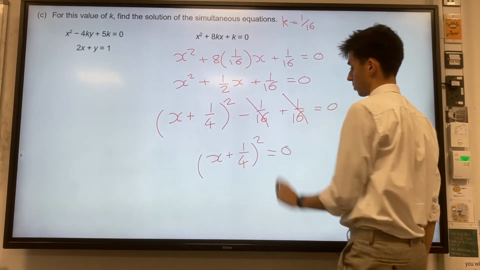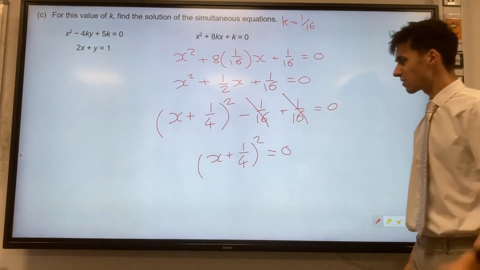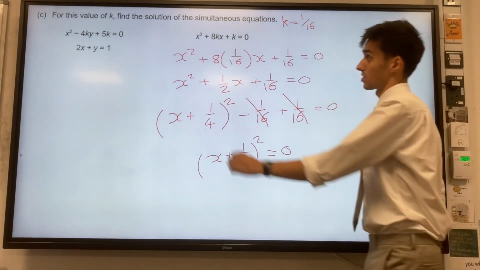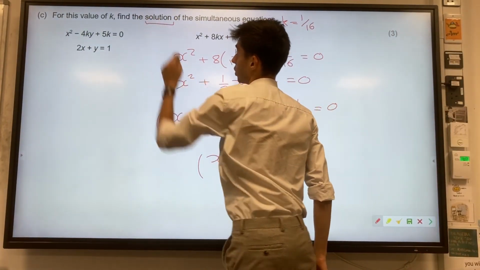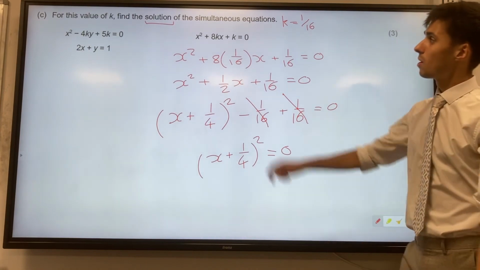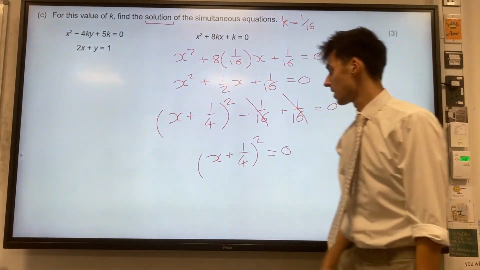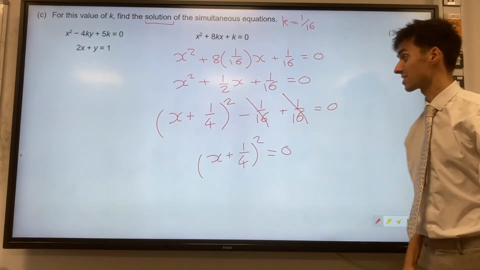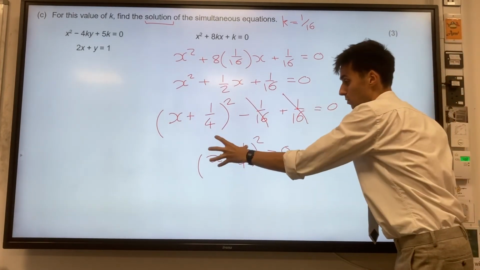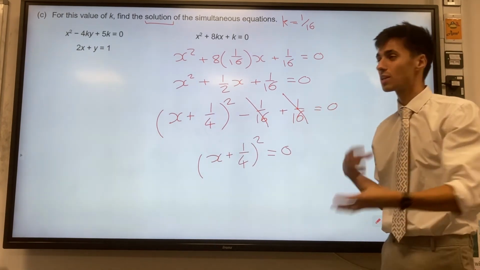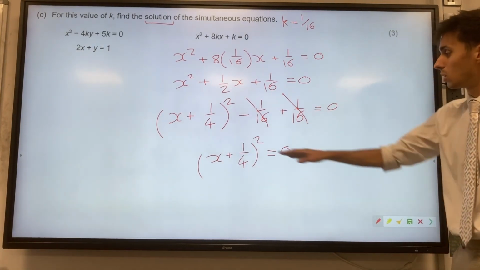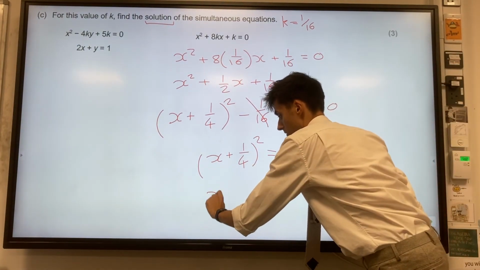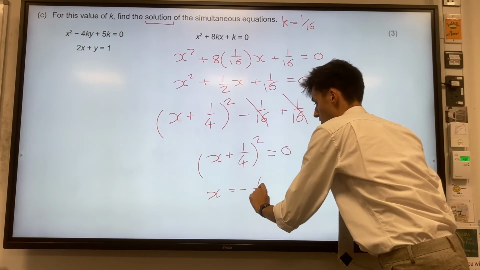squared equals 0. And this actually gives us an interesting detail about this problem, because normally in quadratic simultaneous equations, you would be finding multiple solutions, but here there's only one solution, and that's because of the minus 1/16 and the plus 1/16 cancelling out. It just leaves us with this thing squared equals 0. There's no other solution to find there. So this must mean that x plus a quarter equals 0. So that means x equals minus 1/4.